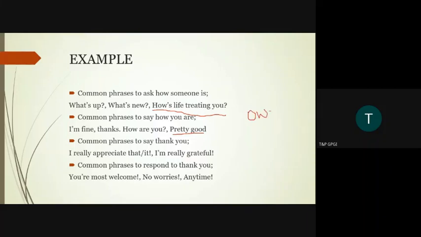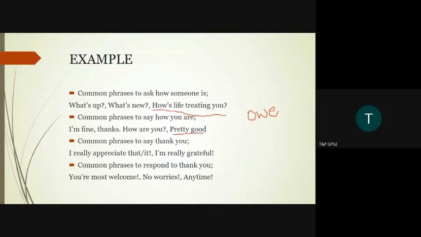I-O-W-E. I owe you one. Okay, I owe you big time. Okay, means मैं भी तुम्हारा फेवर रिटर्न करूंगा अभी जो तुमने किया है मेरी हेल्प, I'll also return it back to you. Okay, so now let's talk about some common ways to respond to thank you.